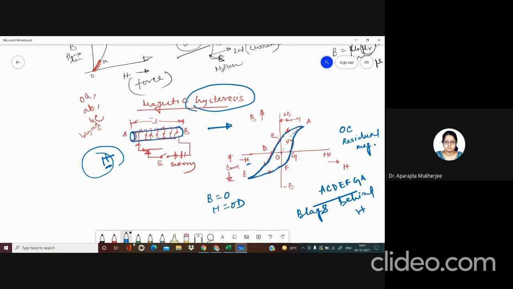Next, in some machines, suppose in a DC machine, we have seen that for a series or a shunt machine, we have heard the term residual magnetism, and from this hysteresis concept we can briefly elaborate the phenomenon of residual magnetism, that is this portion OC.